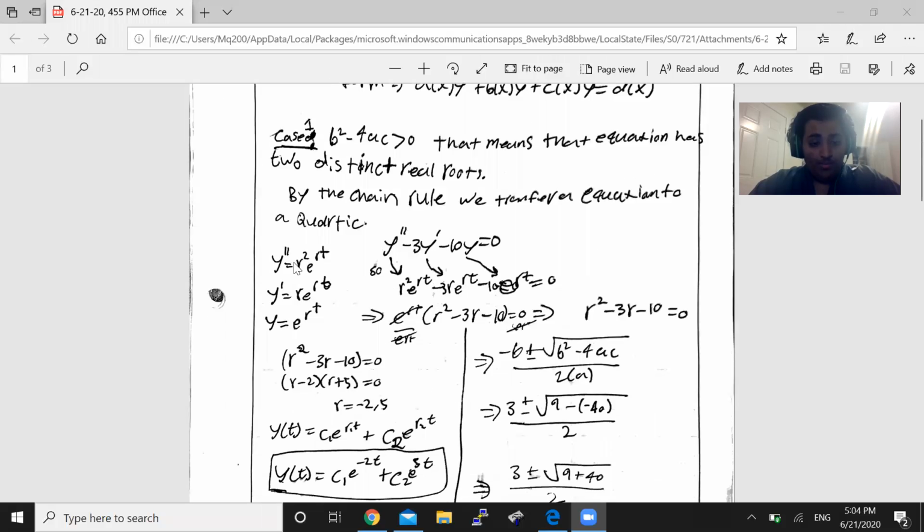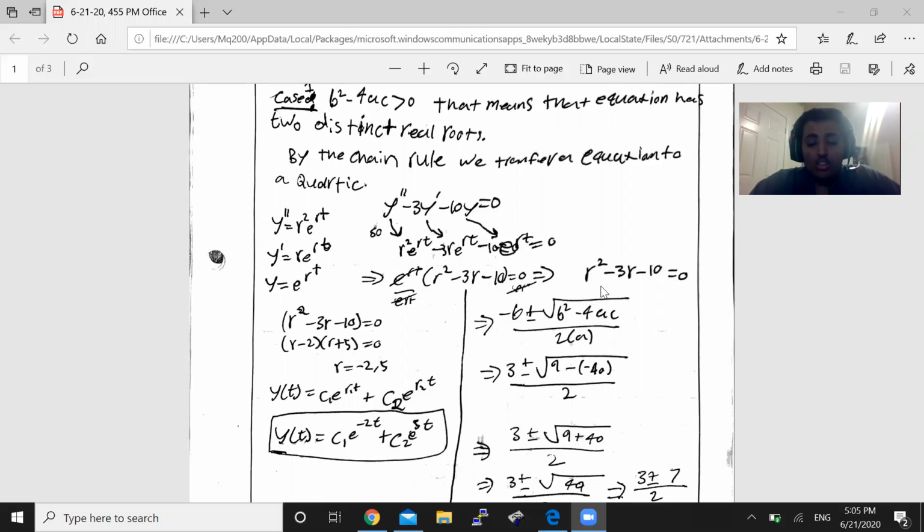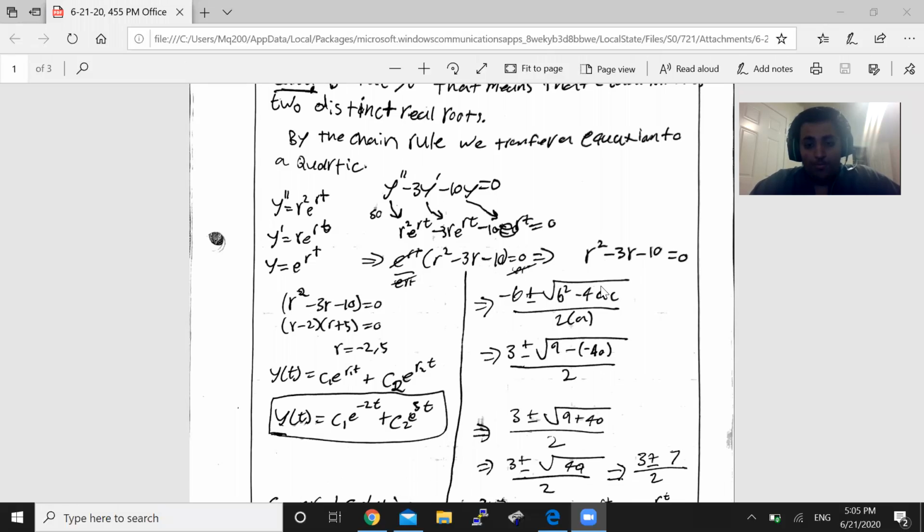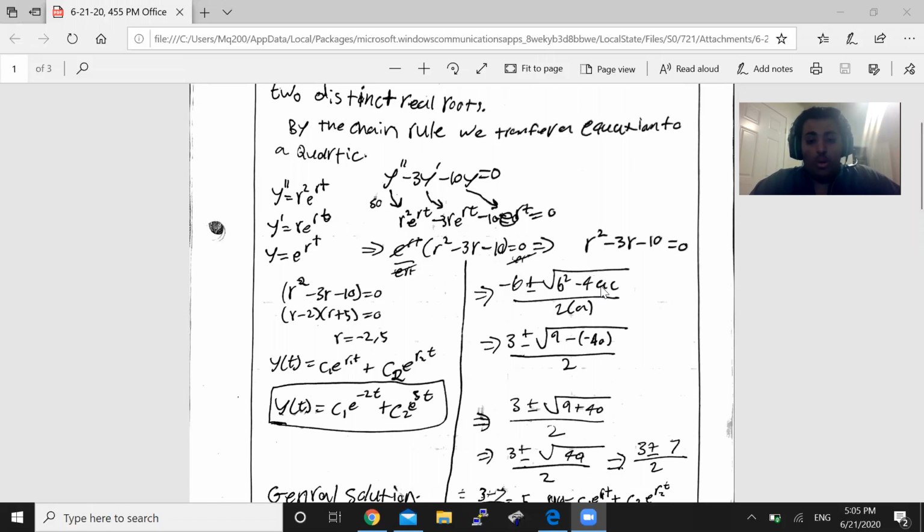You go over here, and y double prime is r squared e to the rt, etc. You put it all together right here. Then you just take out the e to the power of rt and divide it out. You get your equation right here, the quadratic form. I solved this equation in two different methods. One for me was much simpler.